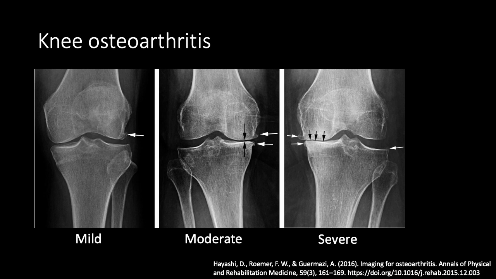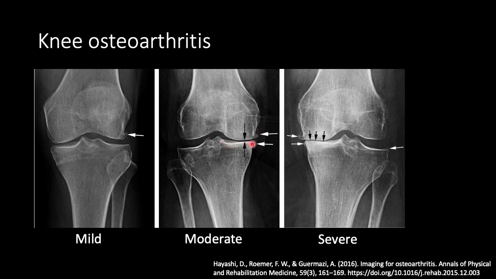Here's the breakdown of osteoarthritis in the knee in terms of mild, moderate, and severe. In the mild category on the left of the slide, we see at least one marginal osteophyte, which is shown by this white arrow, plus minus some evidence of joint space narrowing, specifically at this medial aspect of the joint. In the moderate category, we see signs of definite joint space narrowing shown by these black arrows, and marginal osteophytes, again shown by the white arrows, as well as subchondral sclerosis, which is this thickening of the bone seen here.